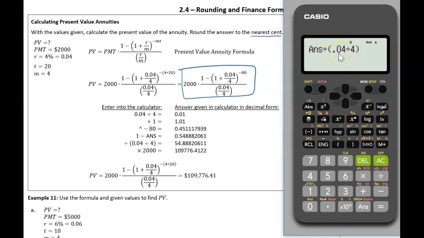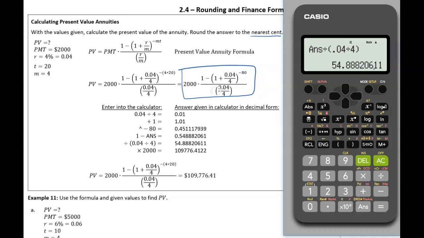By the way, this is how your calculator is reading it. It's going to do this division and then do the larger division, right? It's making sure that we're doing this in the right order. That gives me 54.88820611. It's pretty nice. Is that our answer, though?